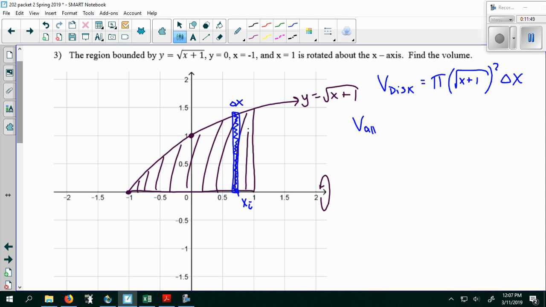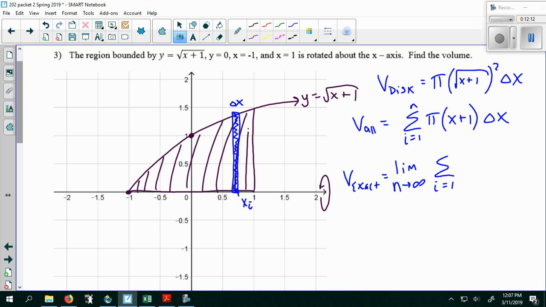The volume of all the disks is the sum from i equals 1 to n of pi times the square root of x plus 1 squared, which is just x plus 1, times delta x. And then for my exact volume, I take a limit as n goes to infinity of the sum from i equals 1 to n, pi times x plus 1, delta x. That is the definition of an integral, the limit of a Riemann sum. So this is the integral.